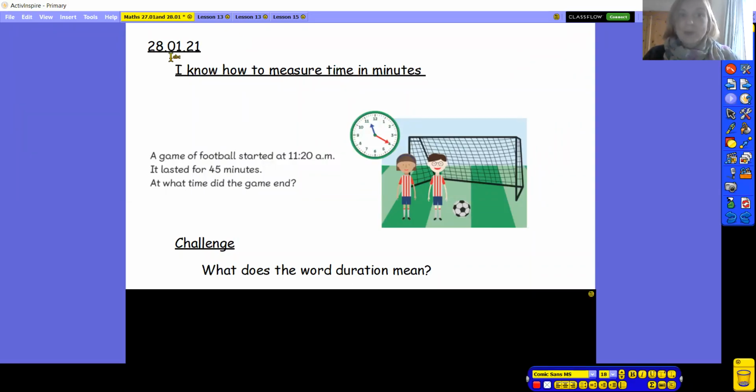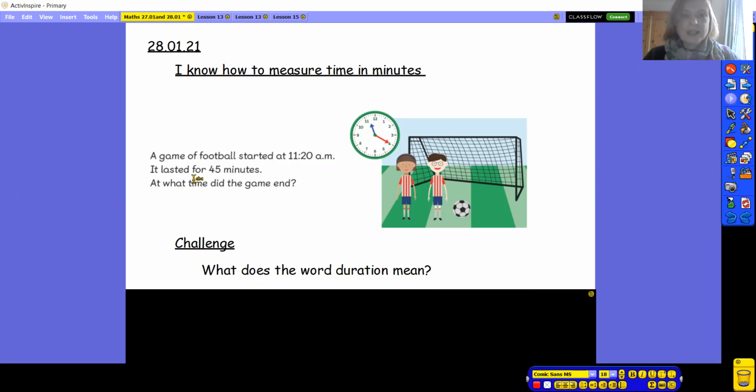So hopefully the date's the 28th of the 1st, 21. It's got the right day. Should be Thursday. And look, let's look at the learning intention. It says, I know how to measure time in minutes. Because I think yesterday we were learning about measuring time in hours, weren't we? And we were looking at how long or when an activity started. We're going to do something slightly different today. But before we talk about what we're doing, let's have a little look at the problem.